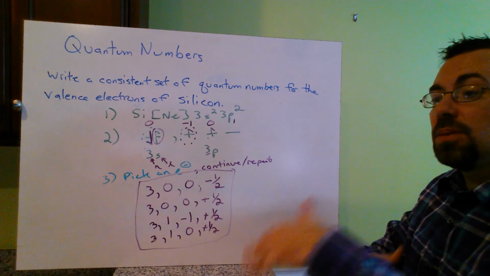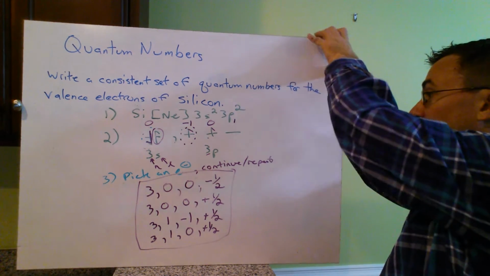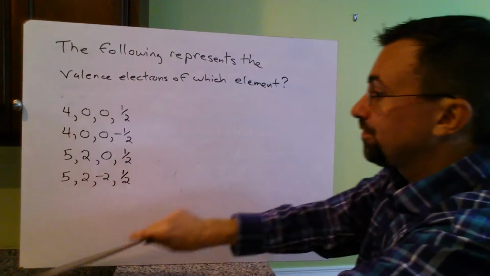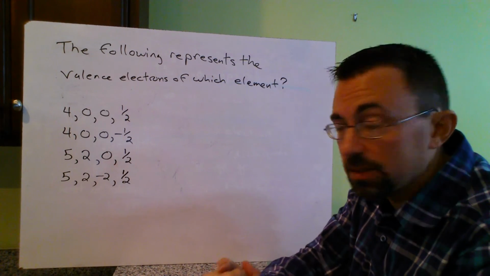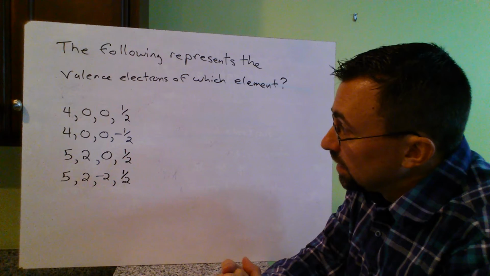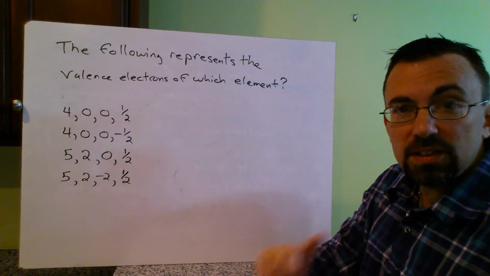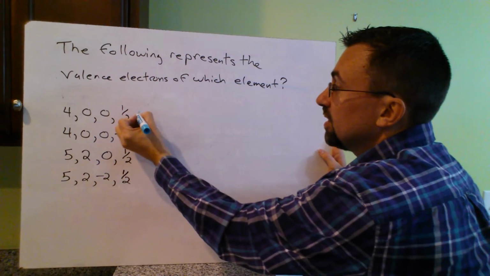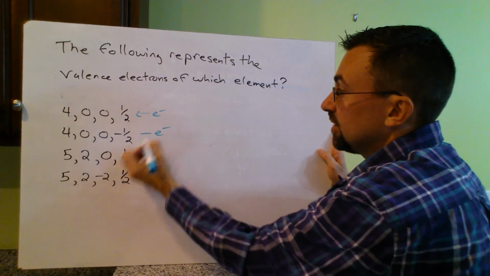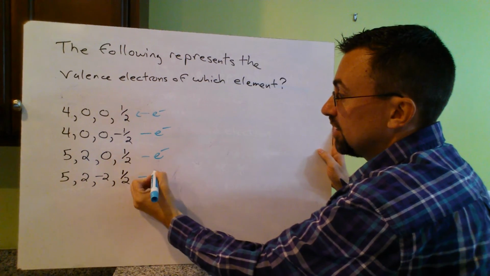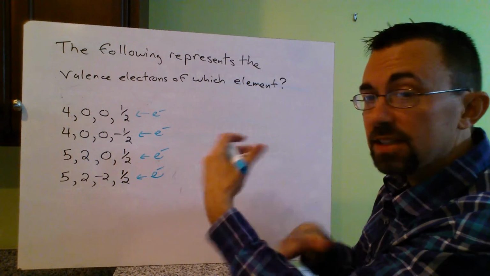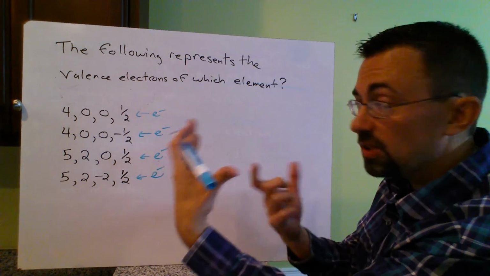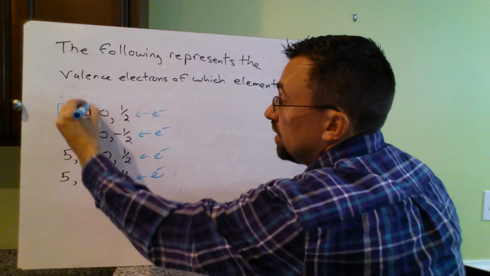So what happens if we flip this around? Sometimes this throws people. The following represents the valence electrons for which element? So what is this really doing? The number one thing you need to realize is each of these is an electron. Electron, electron, electron, electron. So we have 4 electrons. Next thing you want to do is, if you're thinking about SPDF notation, that's your subshell, that's the first 2 numbers.